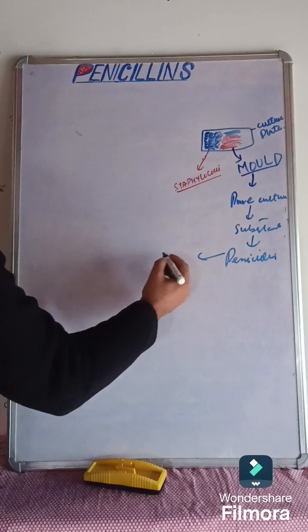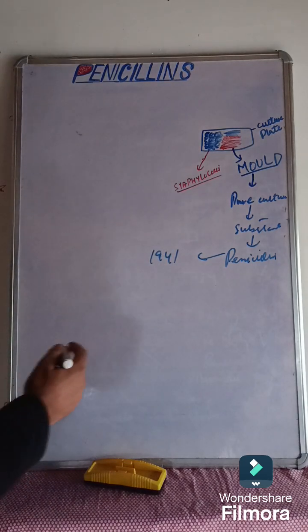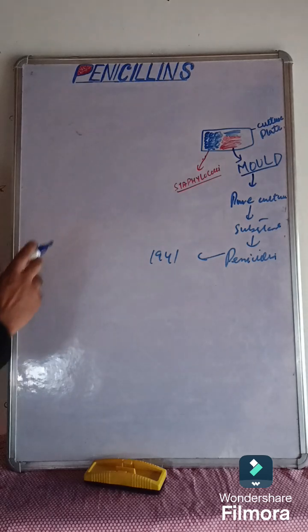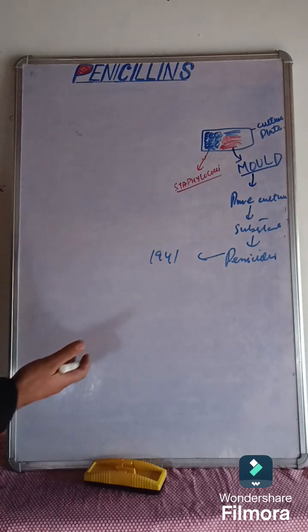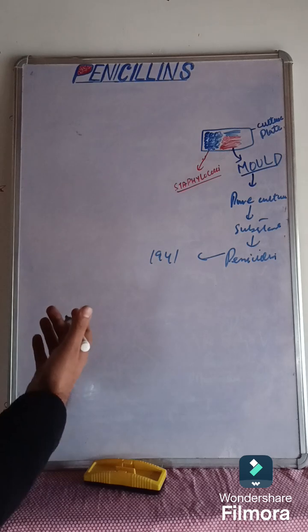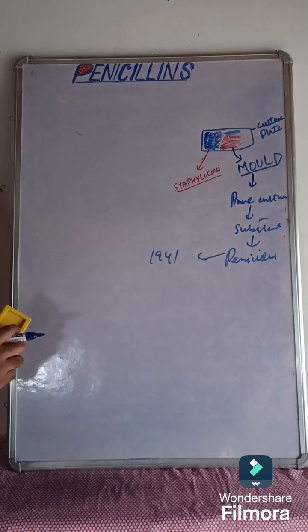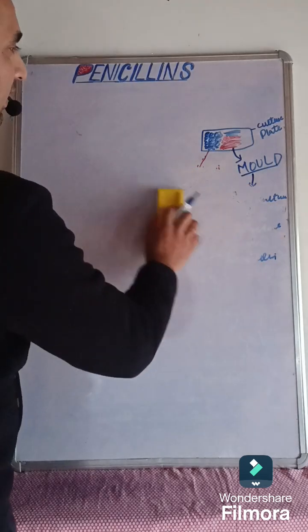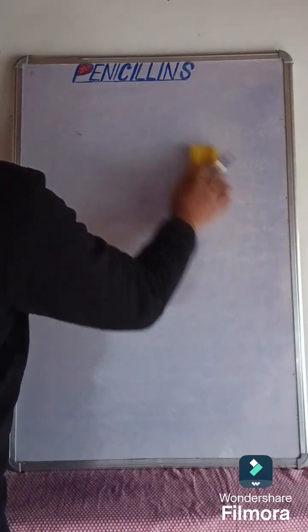And in 1941, this penicillin was first used in humans and it had the property of inhibiting the staphylococci. Since then, we are using these penicillins frequently. So this is some history regarding penicillins. So what exactly are these penicillins? What is the chemical nature of these penicillins?